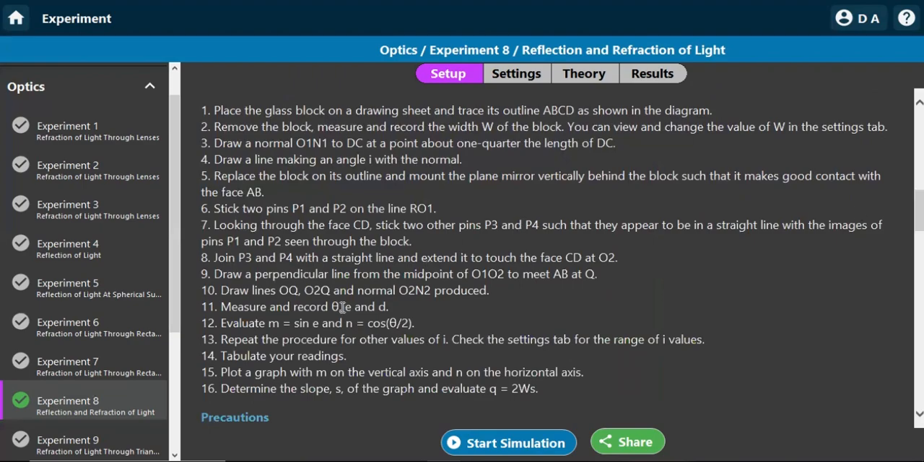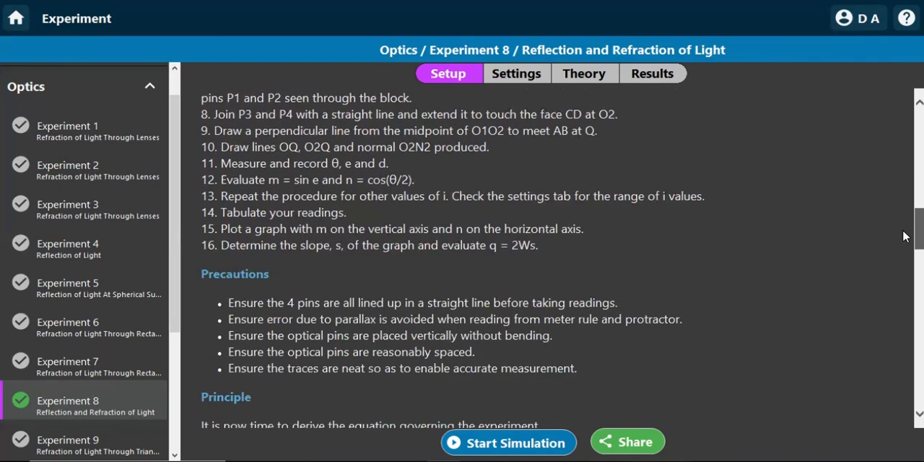Now that we've recorded theta, E, and D, what do we calculate? We calculate M, which is sine E. Then we calculate N, which is D cos theta over 2. There's a mistake here. D should be part of this. So it is D times cos theta over 2.